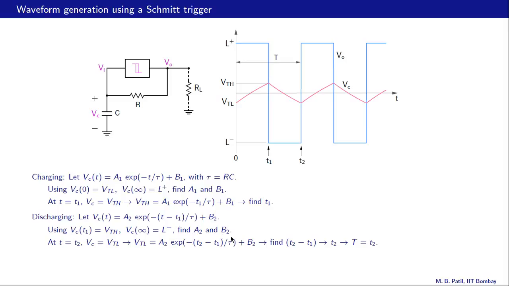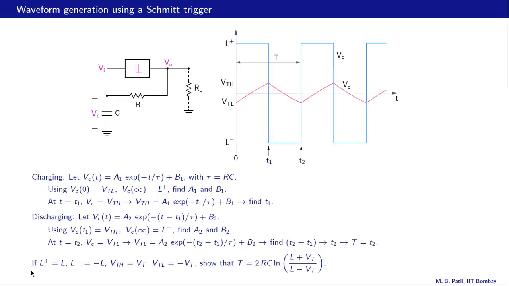And now we can use the condition that at t equal to T2 Vc is equal to VTL. So we substitute VTL over here and T2 over here, and then we get VTL equal to A2 e raised to minus (T2 minus T1) by tau plus B2, and A2 and B2 of course are already known from here. Alright, so with this equation we can now obtain T2 minus T1. T1 is already known and therefore we can get T2, and T2 is the same as the time period T.